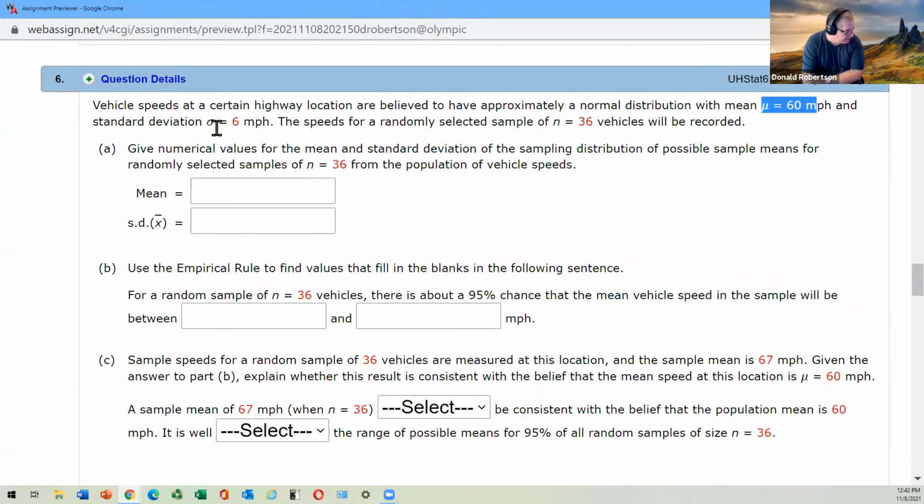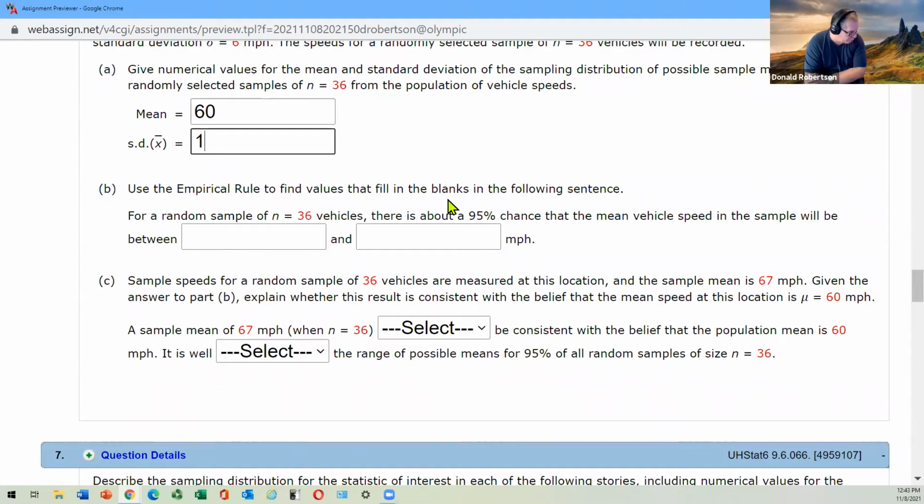Population mean is 60, standard deviation is 6. For a randomly selected sample, that's a good number, 36, I'm happy with that number. Give the numerical value for the mean. Won't the mean still be 60? Great. Won't the calculation this time be sigma, because I know it, divided by the square root of 36. And I'm so happy they did something I can do in my head. 6 divided by the square root of 36 is 6 divided by 6 is 1, right?